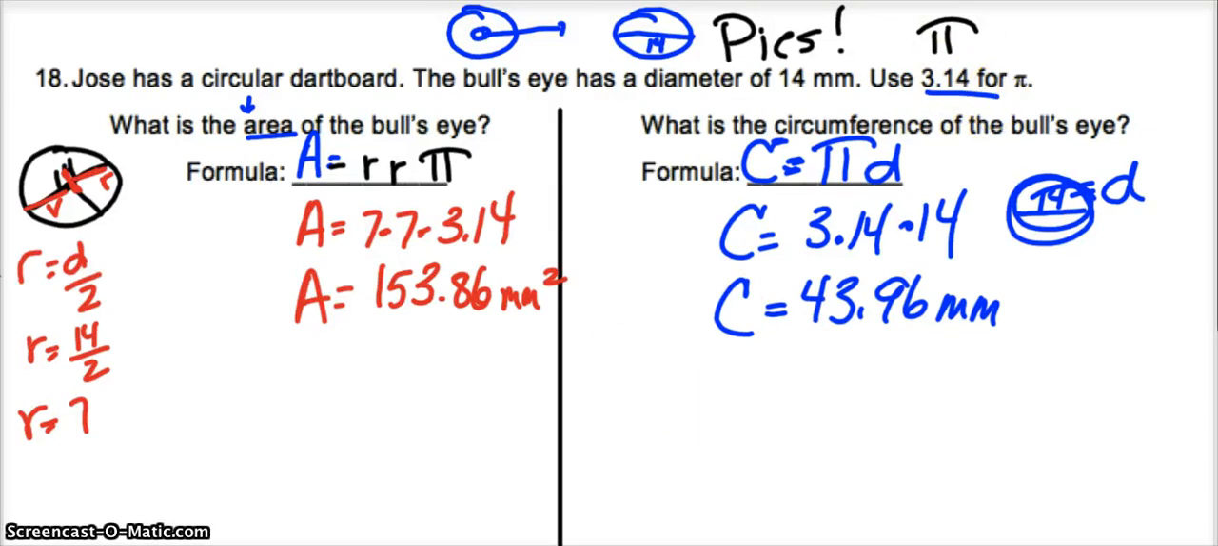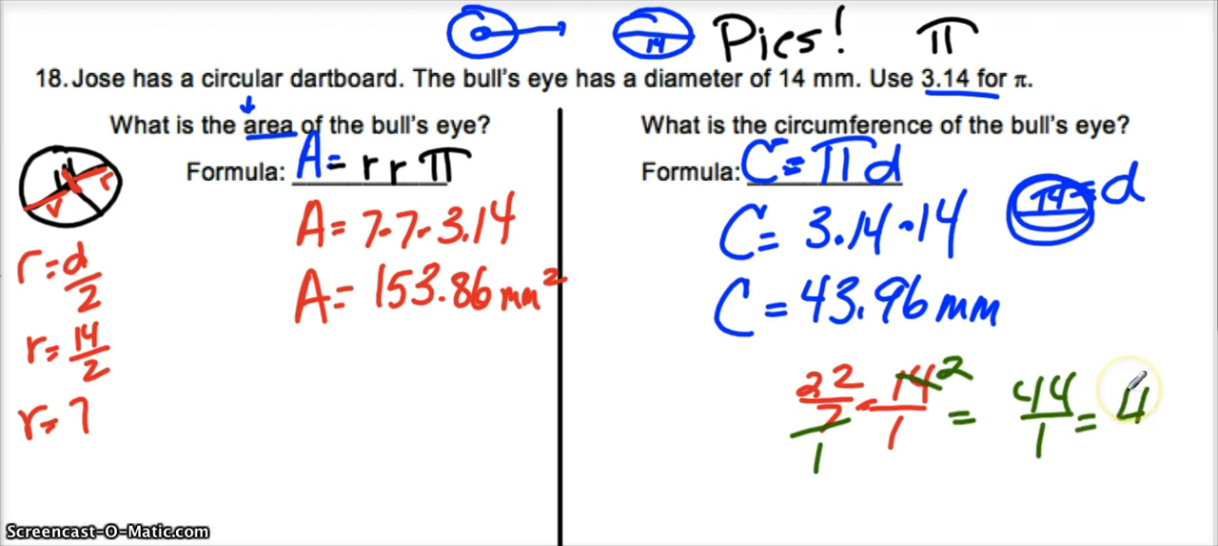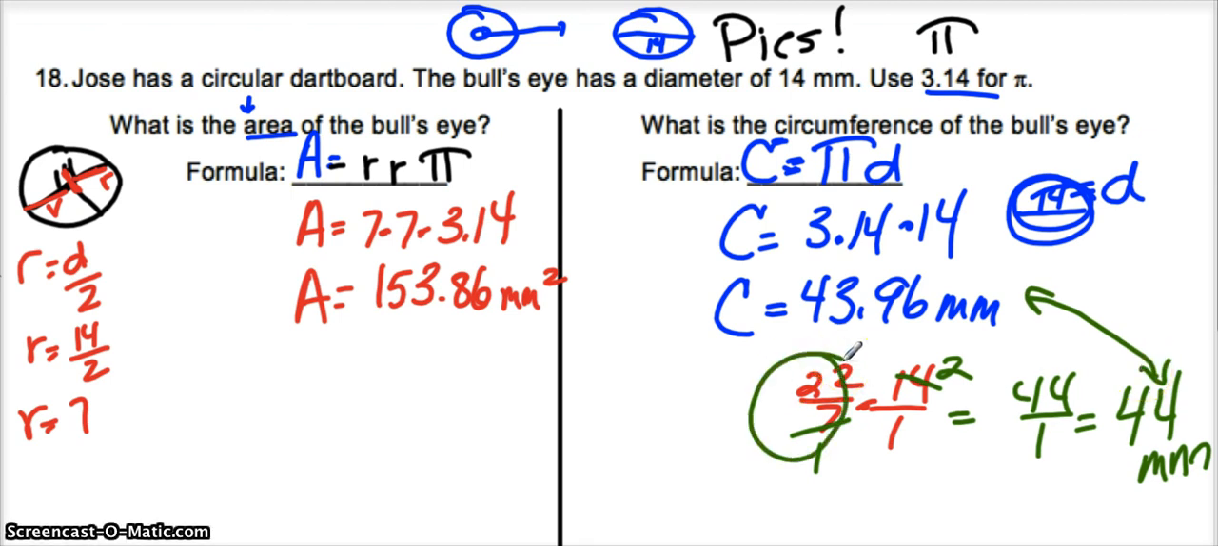You weren't told to, but it would be a good one, because it would be 22 over 7 times 14 over 1, and those 7 and the 14 would cross cancel, and we divide them both by 7, so we get 44 over 1, which would give us another possible answer of 44 millimeters, which, as you can see, is very close. So that fractional value of pi can come in handy if what you're multiplying by is a multiple of 7.